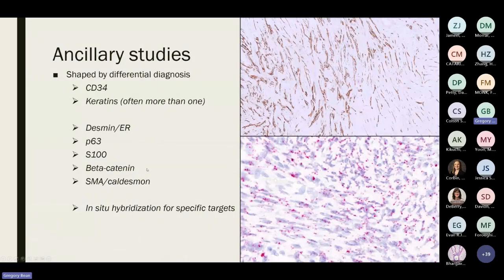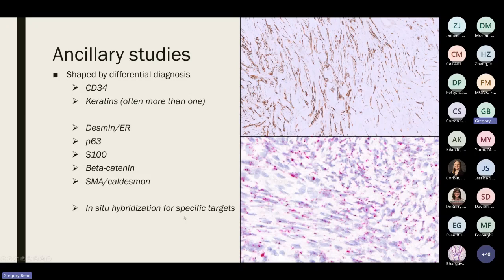And then we'll talk about ancillary studies, of course, this being a spindle cell lesion lecture. But really, I generally shape my ancillary studies based on what I'm thinking could be in the differential diagnosis. CD34 and keratins are almost always in the panel of things that I'm going to order when looking at a spindle cell lesion of the breast. And then depending on whether it's a lower grade or higher grade lesion, you could also consider adding on multiple other stains. Often these cases require a panel approach.